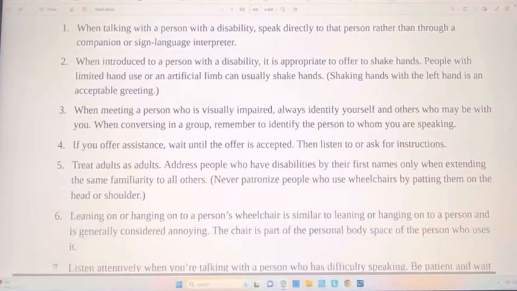Number 1, when talking to a person with a disability, speak directly to that person rather than through a companion or sign language interpreter. Number 2, when introduced to a person with a disability, it is appropriate to offer to shake hands. People with limited hand use or an artificial limb can usually shake hands. Shaking hands with the left hand is an acceptable greeting. In fact, shaking hands with the left hand is common in Native American culture because it's closer to your heart.